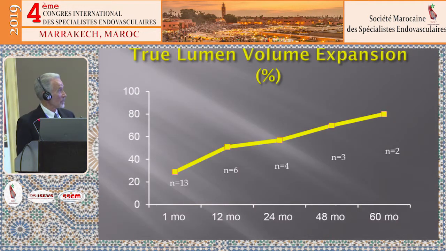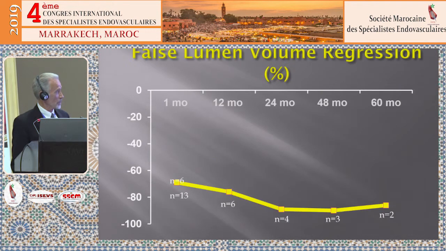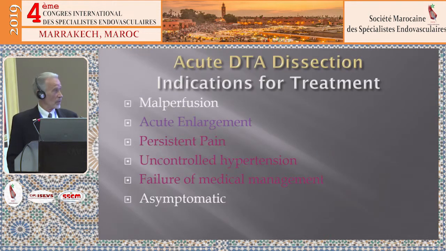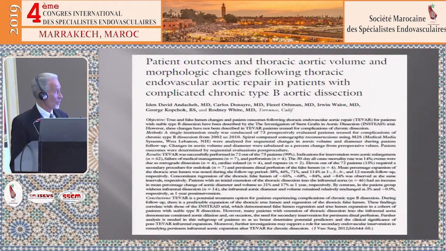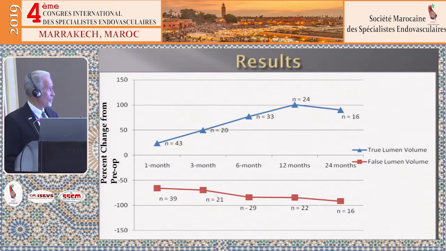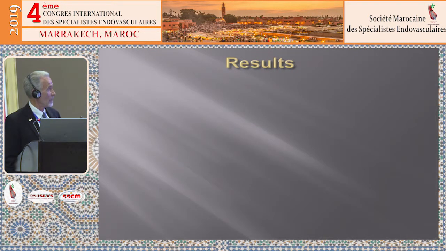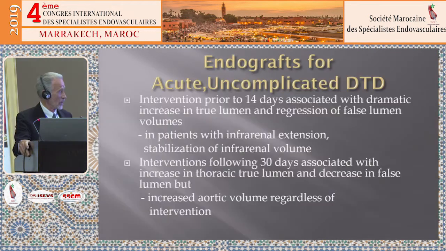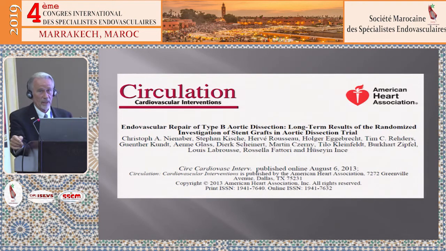Over time, we've looked at what the dynamics are, and when you see, as we mentioned, if the dissection stops at the renal arteries, the volume of the true lumen goes up, the false lumen goes down, and over time the entire volume tends to go away. But in another group of patients where we looked at chronic dissections, the results were similar. The true lumen volume went up, the false lumen went down. But in the infrarenal aorta, again, when this dissects all the way down into even the iliacs and the hypogastric vessels, there's continued enlargement in a significant group of these patients.